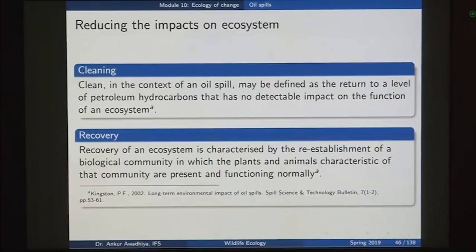Now, cleaning in this context refers to a return to a level of petroleum hydrocarbons that has no detectable impact on the function of the ecosystem. So, you are trying to reduce the amount of oil that is present in the ecosystem. And recovery is the re-establishment of the biological community in which the plants and animals characteristic of that community are present and are functioning normally.